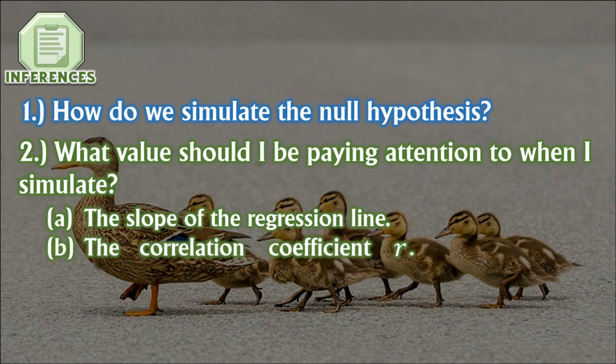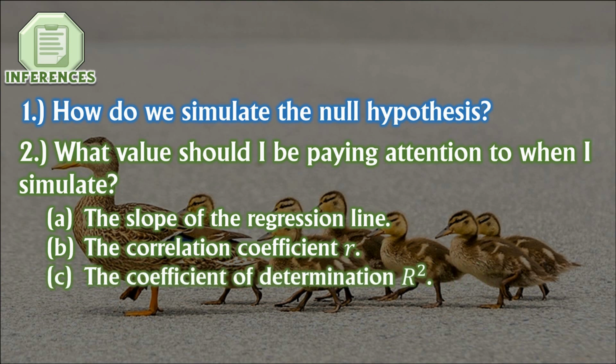Another option would be to use the correlation coefficient r. And similarly, you could use the coefficient of determination, r squared. Any of those would serve as a perfectly fine statistic when it comes to simulating our null hypothesis and paying attention to something 10,000 times. Whatever it is that we pick, we just want to see how many of those 10,000 times was that statistic as extreme as it was when we did it.